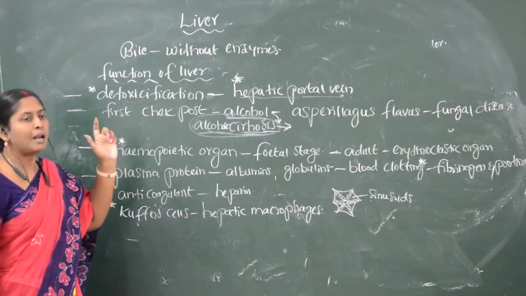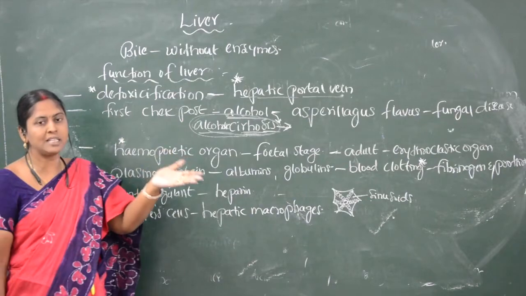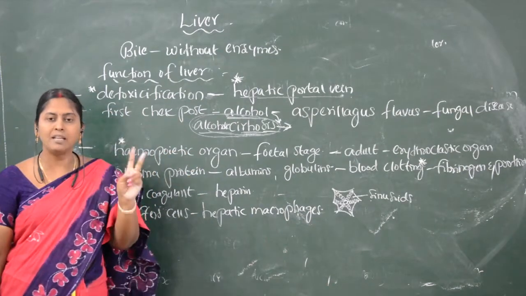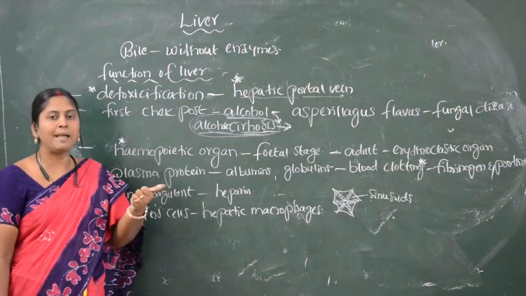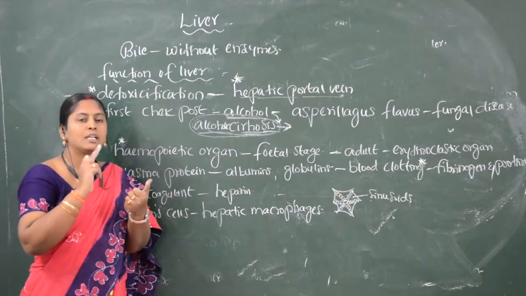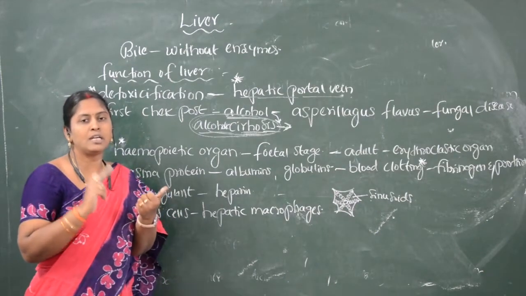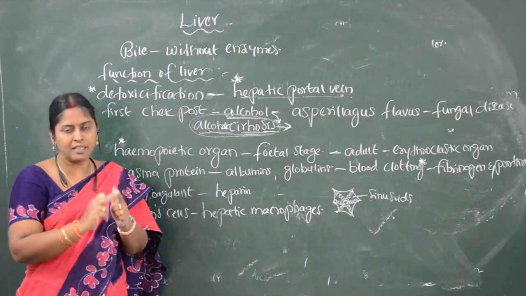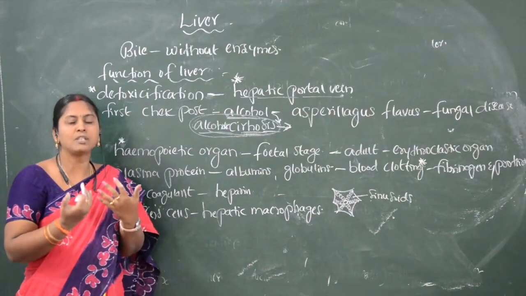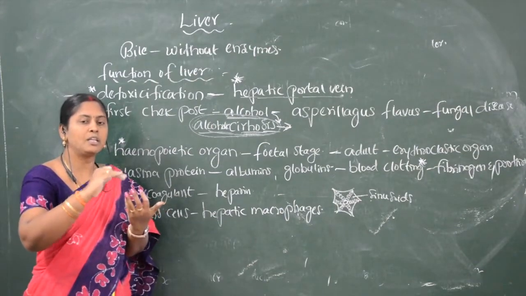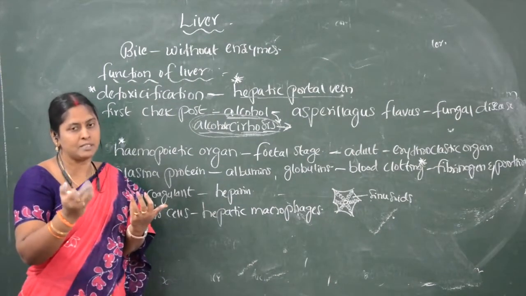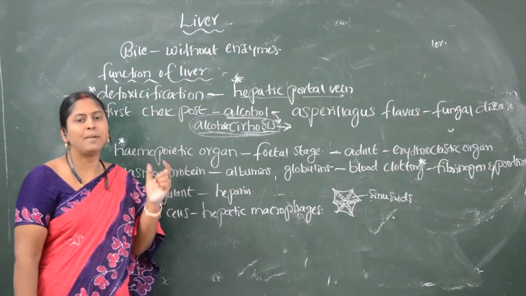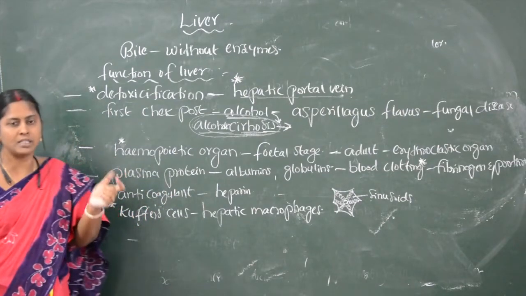Bile juice has no digestive enzymes. It consists of bile salts and bile pigments. What are bile salts? Bile salts are glycocholates and taurocholates of sodium and potassium. Bile pigments are bilirubin and biliverdin. Bile pigment is formed because of the destruction of old RBC cells. And the next point is that the liver plays a major role in carbohydrate metabolism.